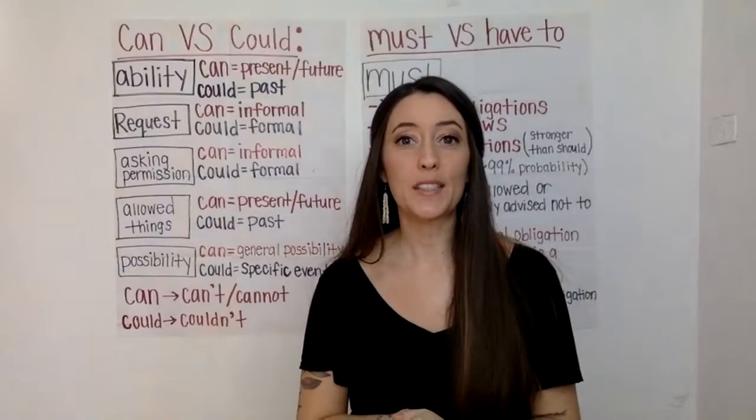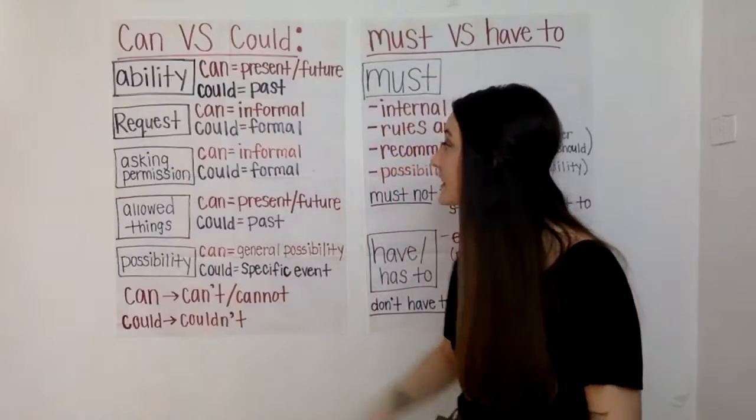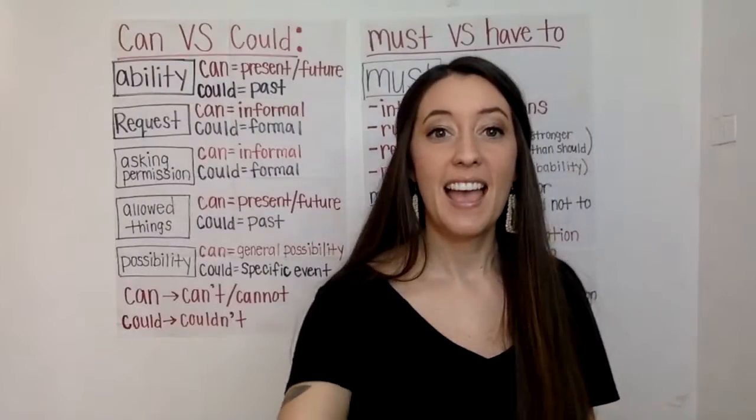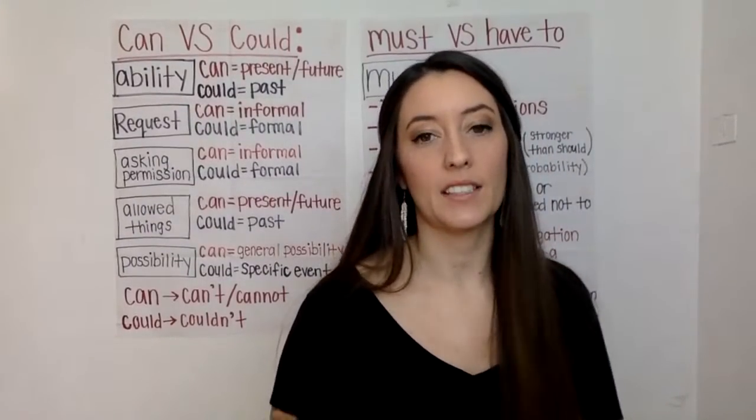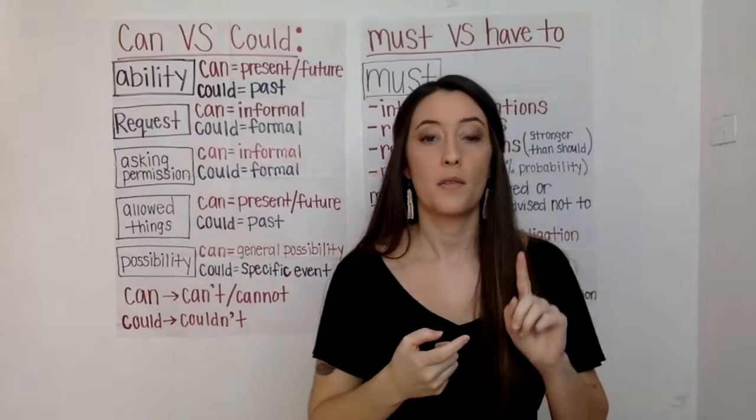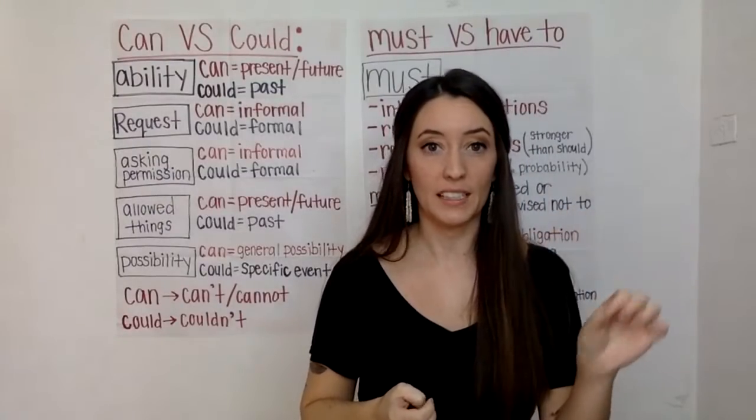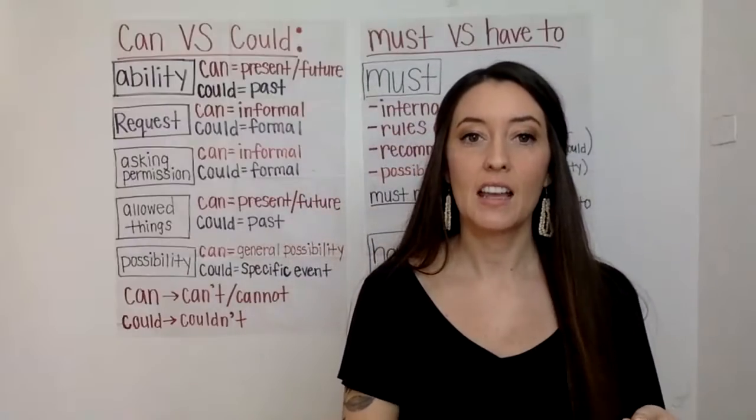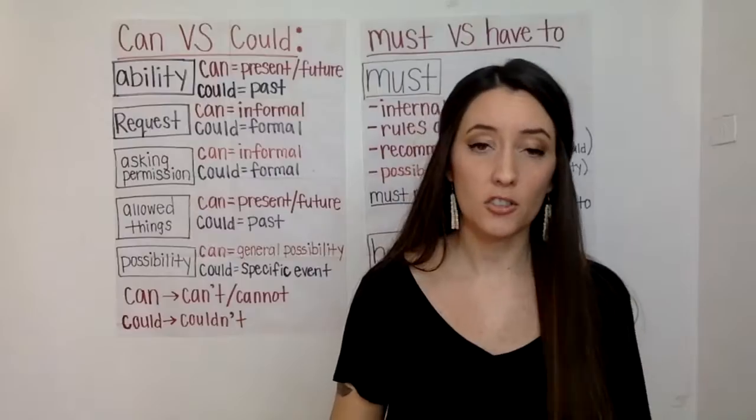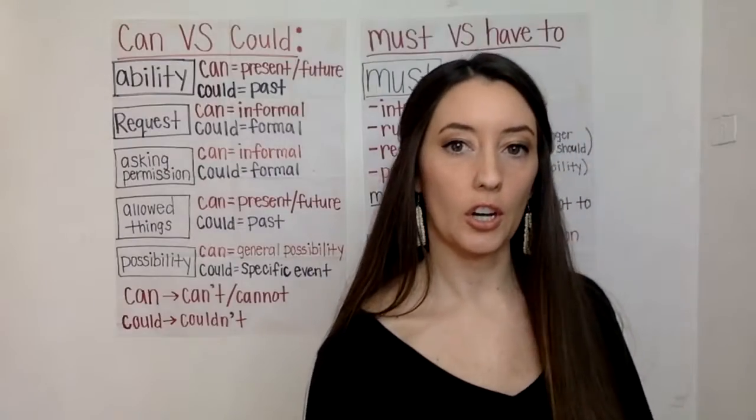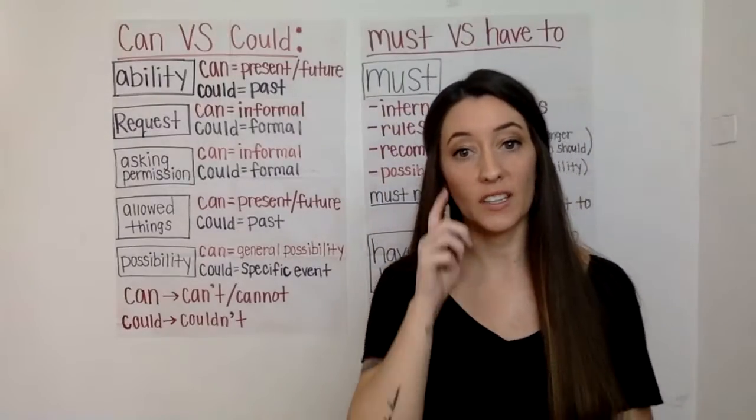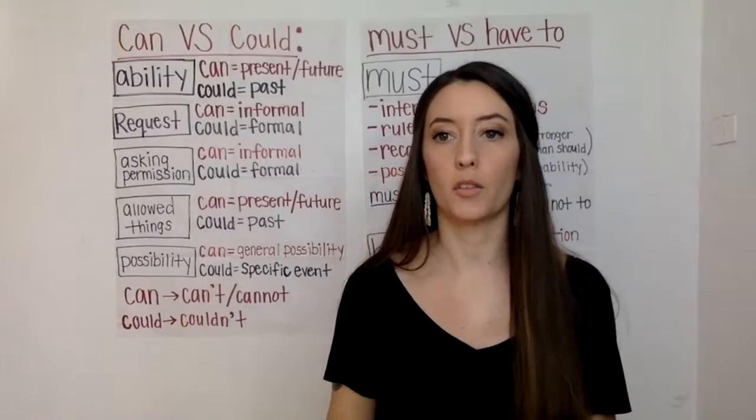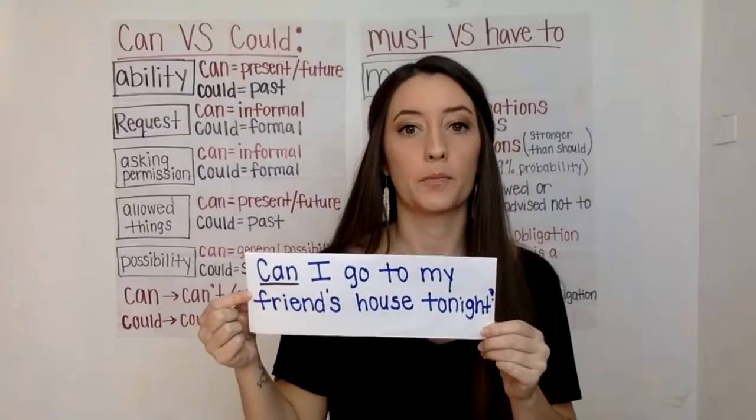Okay, the next way we use can versus could is when we are asking for permission. Asking permission. And this is the same as the request. So for informal, when you're asking permission informally to someone that you know or someone you're familiar with, you will use can. However, if you want to keep it professional and formal, you will use could. So request and asking permission are essentially the same. Can is informal, could is formal. So we'll look at one more example.